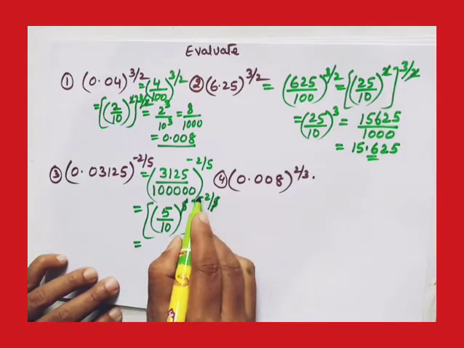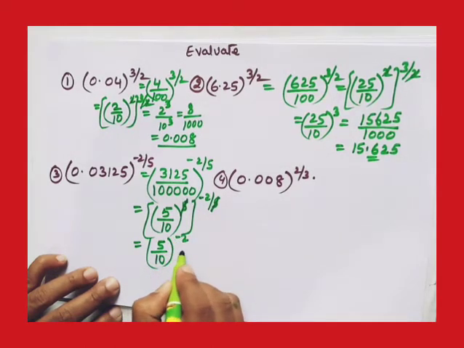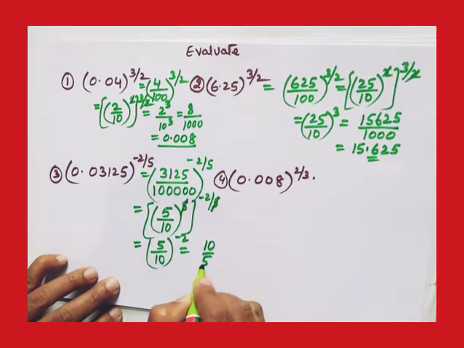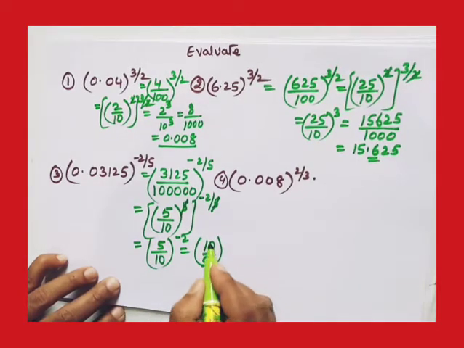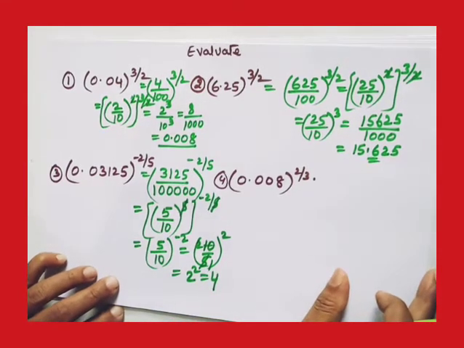Now see, this is 5 by 10 to the power minus 2. To remove this negative sign, you have to reciprocate this. 10 by 5. This I have explained in the previous class. 10 by 5 to the power 2. Now see, 5 1s are 5 and 5 2s are 10. So you are left with how much? 2 square, which is equal to 4. I hope you got it.